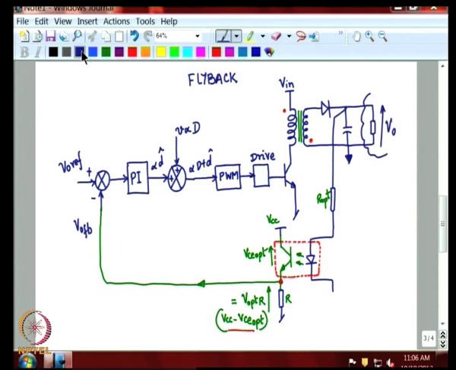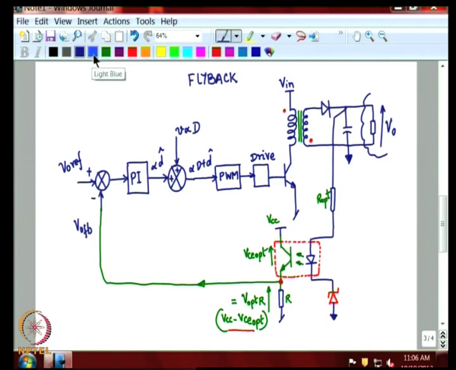So, here the new component that I am going to add is a Zener, and then you connect it. Now, choose the Zener such that these two have opposite temperature coefficients. If this has a positive temperature coefficient, that should have a negative temperature coefficient, so that there is a compensation.